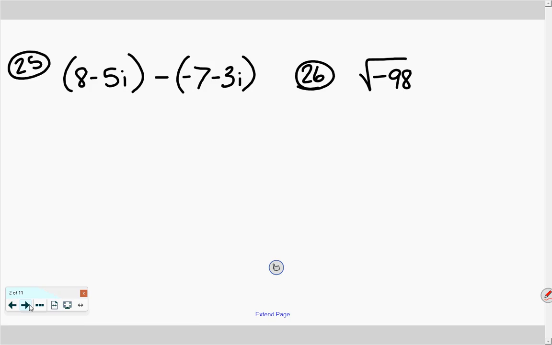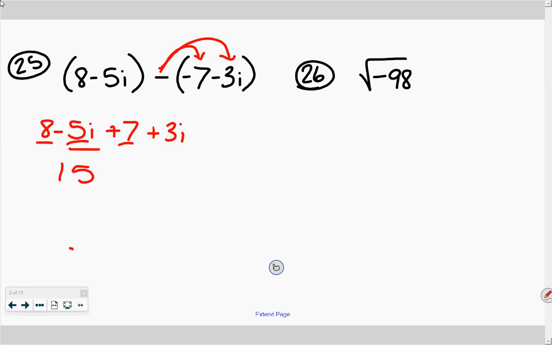Next one. This one we have to distribute. The parentheses are not right next to each other, so we don't FOIL. We're just distributing this negative to these and then combining like terms. So I have 8 minus 5i, and then a negative times negative makes it positive 7, and then again a negative times a negative would make it positive 3i. So we're just combining our like terms. Combining those two would make 15, and then combining those two would make negative 2i. Again, can't go any further because one has i, the other one doesn't.